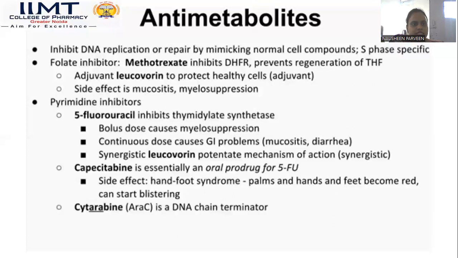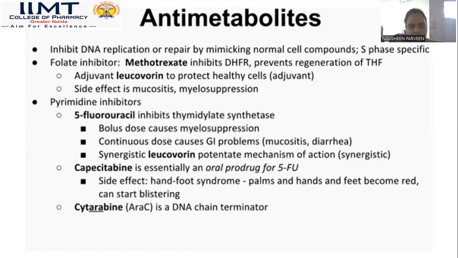Antimetabolites inhibit DNA replication or repair by mimicking normal cell compounds. Next are folate inhibitors. Methotrexate is the example; it prevents regeneration of THF, with adjuvant leucovorin to protect healthy cells. Side effect is mucositis. Next are the pyrimidine inhibitors. 5-fluorouracil is the example. Bolus dose causes myelosuppression. Continuous dose causes GI problems.